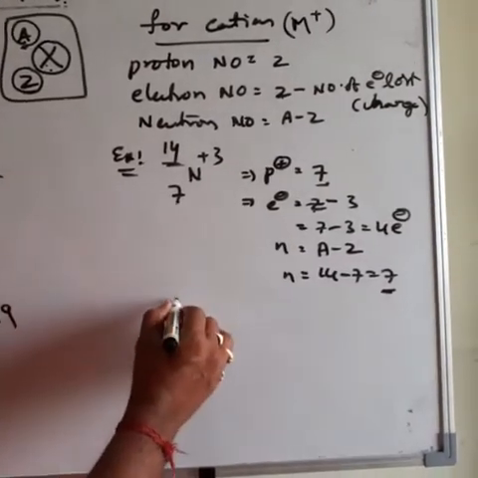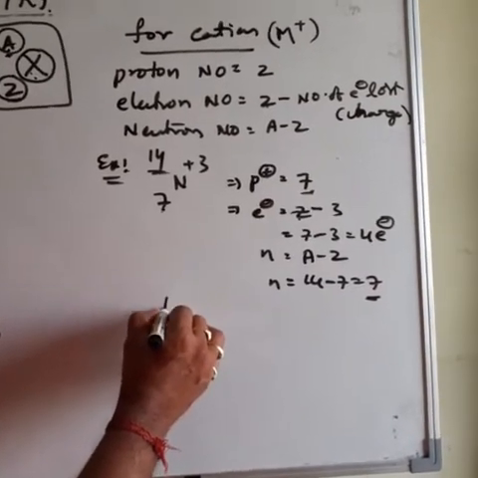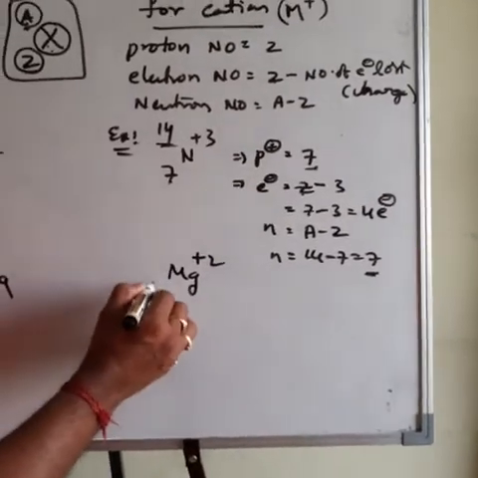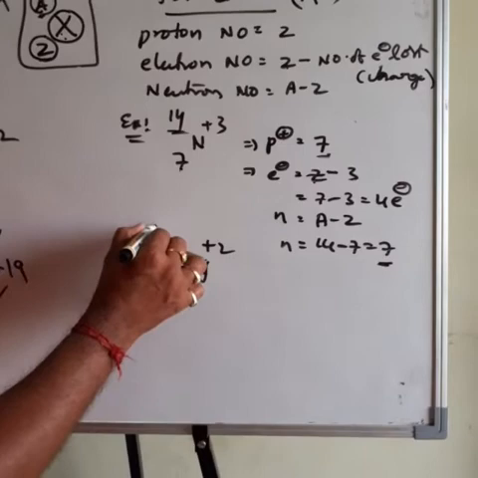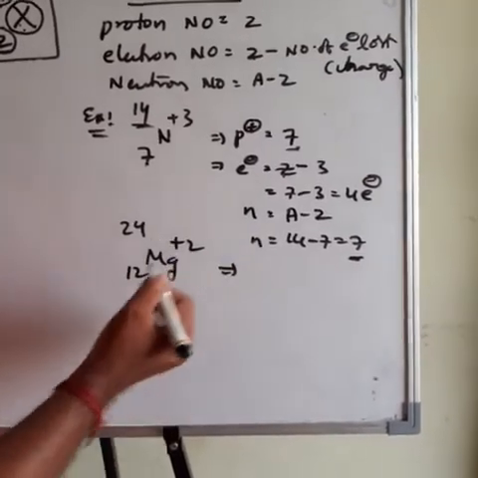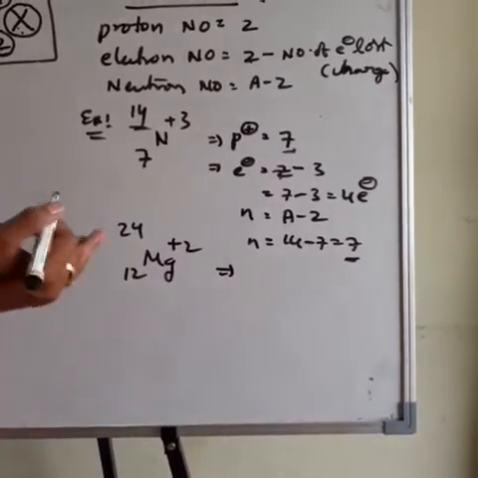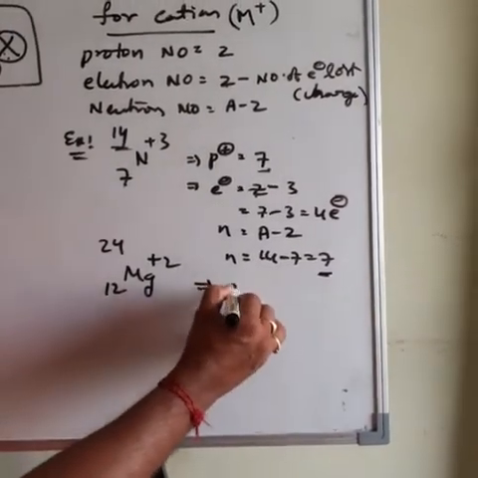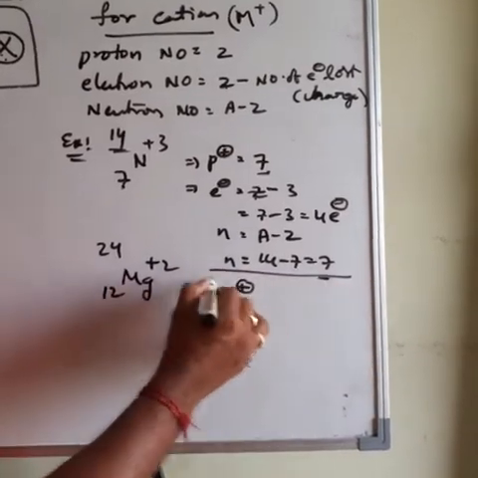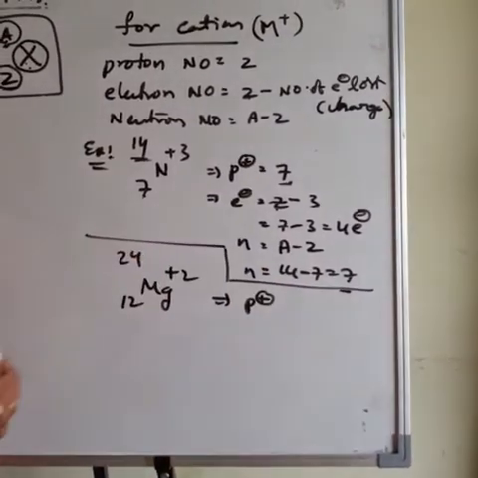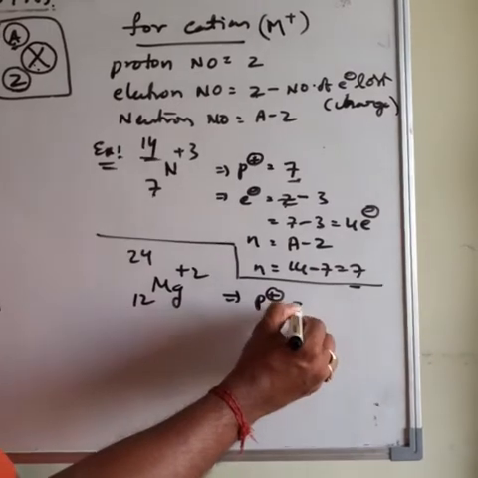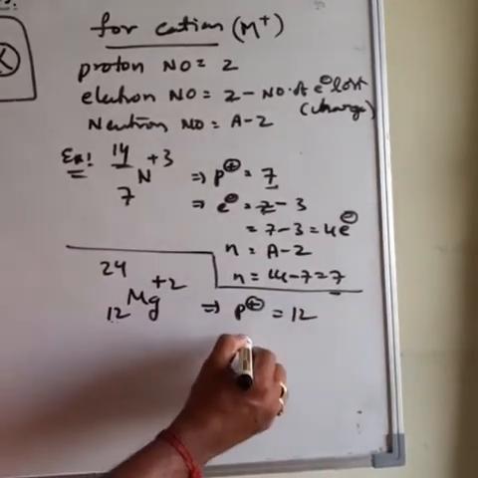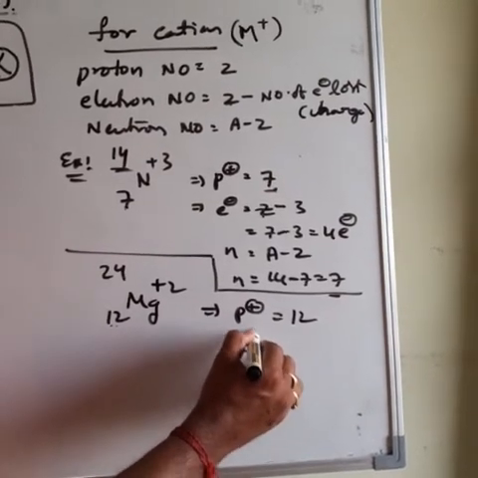Then the next one, the second example: magnesium plus 2 ion. Here atomic number 12, mass number 24. How many electrons, protons, and neutrons are present in this cation? First, the number of protons. Proton number equals Z, which is 12. Okay. Next, the electron number.